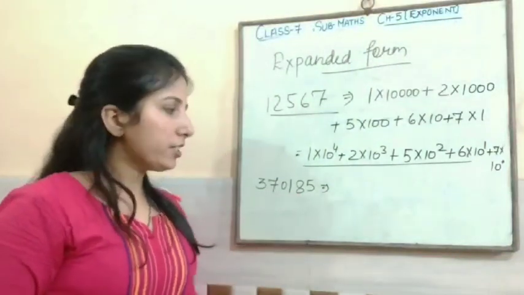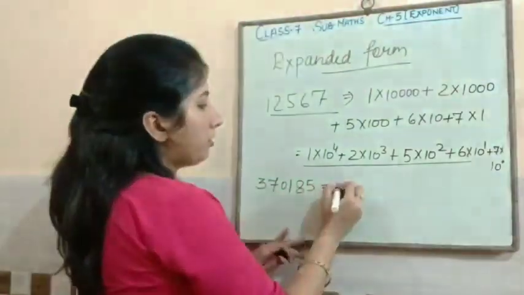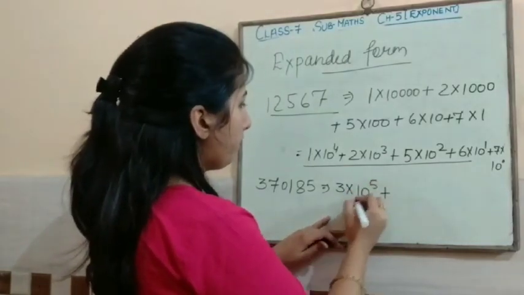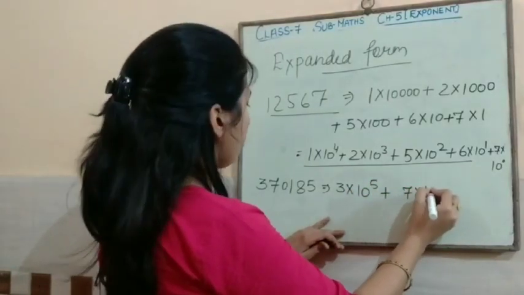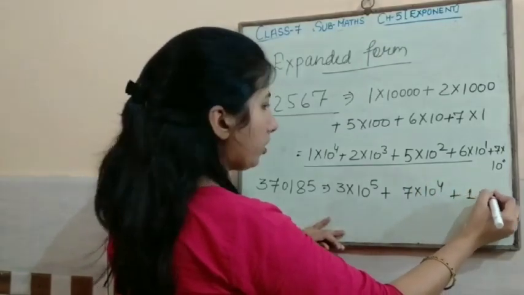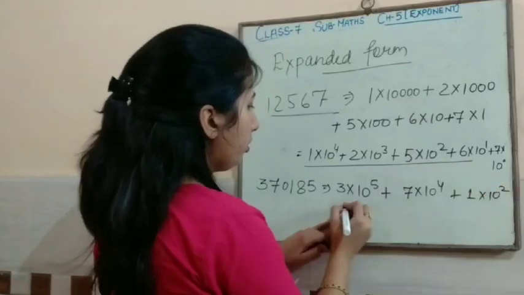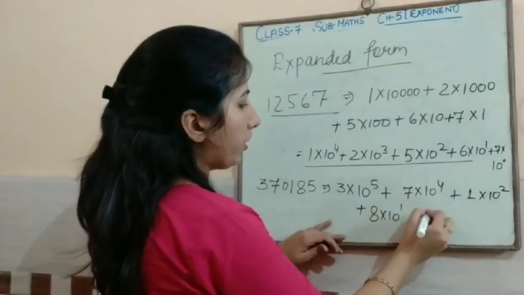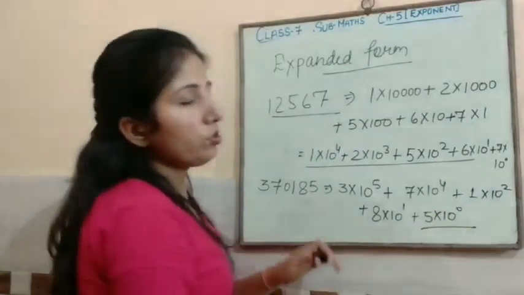370185. We have to write the expanded form. So this will be 3 into 10 raised to the power 5 plus 7 into 10 raised to the power 4. This is 0, so no need to write. 1 into 10 raised to the power 2 plus 8 into 10 raised to the power 1 plus 5 into 10 raised to the power 0. Clear everyone?